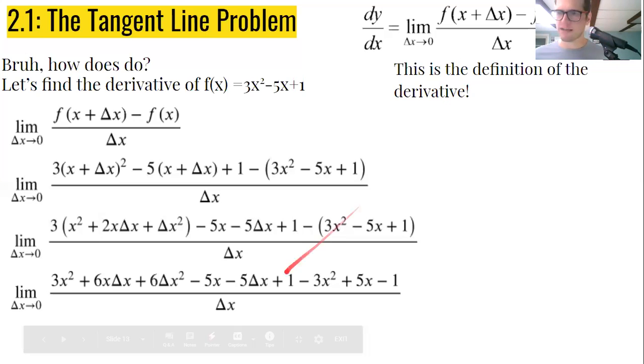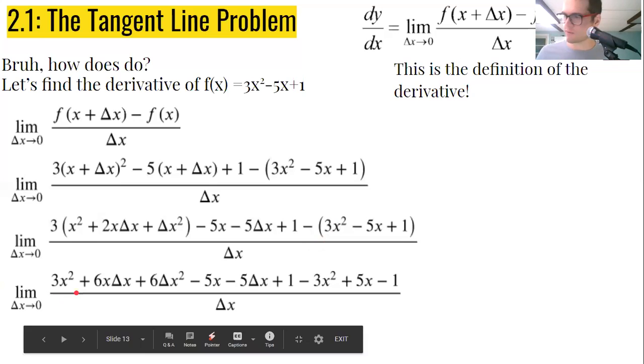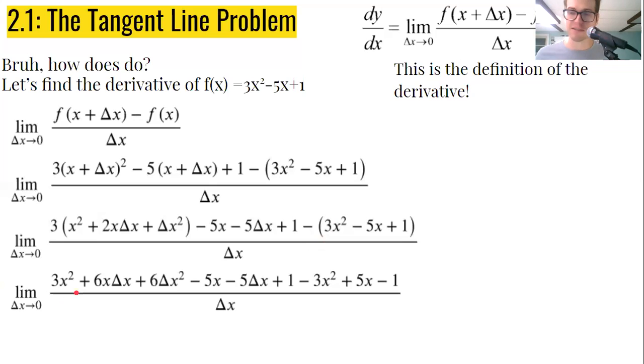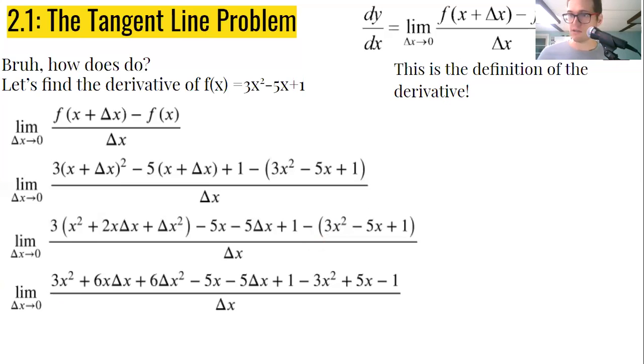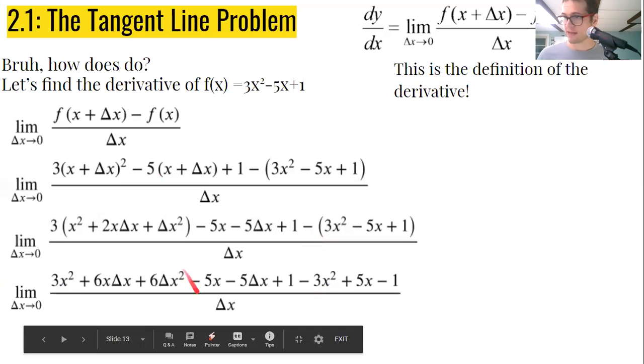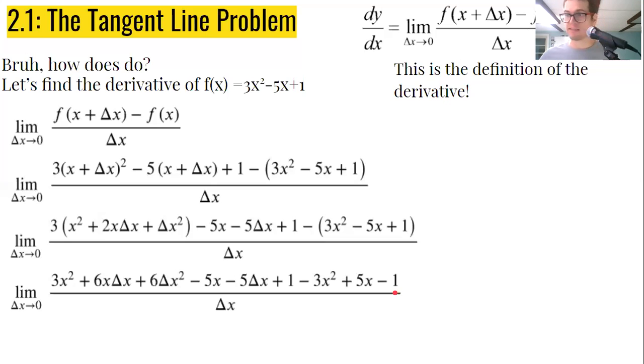If you noticed that all the terms without a delta x have an opposite somewhere in the numerator, you'd be right. Yes, they cancel each other out, Greta. Straight up. You beat me to the punch. Love it. That's the idea. Look at this: 3x squared, -3x squared. -5x, 5x. 1, -1.